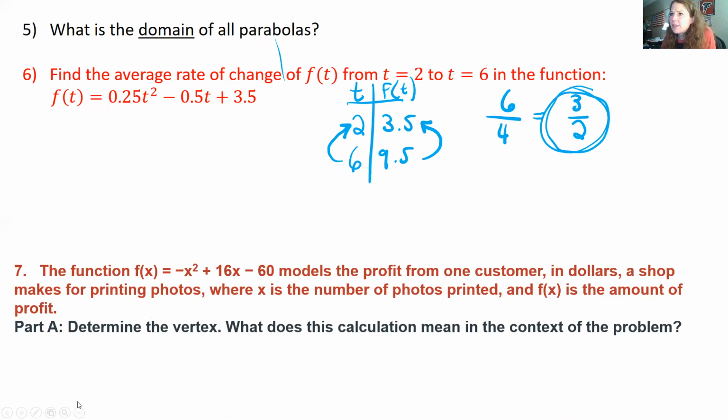All right, number 7, the function models the profit from one customer in dollars a shop makes for printing photos, where X is the number of photos printed, and Y is the amount of profit.